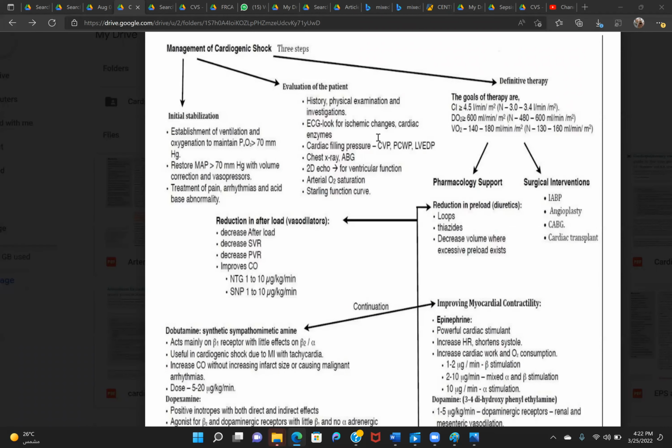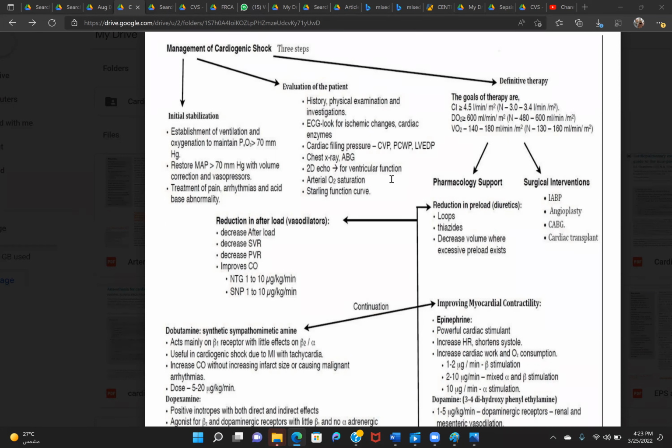Okay, so cardiac filling pressures: CVP, pulmonary capillary wedge pressure, and left ventricular end diastolic pressure. 2D echo for ventricular function. Am I right? That's what we discussed before, in the form of transthoracic or transesophageal. You are looking at ventricular function, and also finding the segmental wall motion abnormality, which is an early detection of ischemia. So with a patient going into cardiogenic shock, you can pick the patient up early.